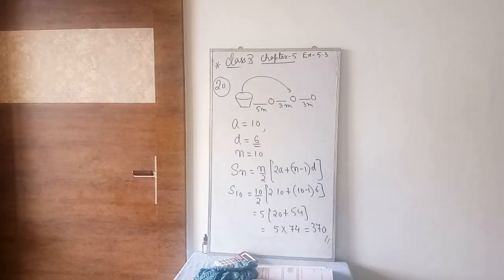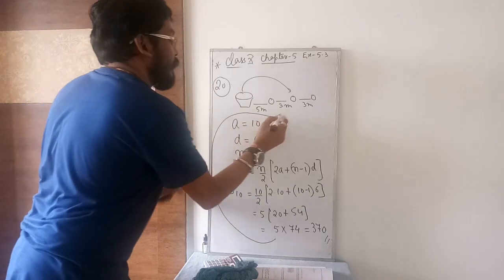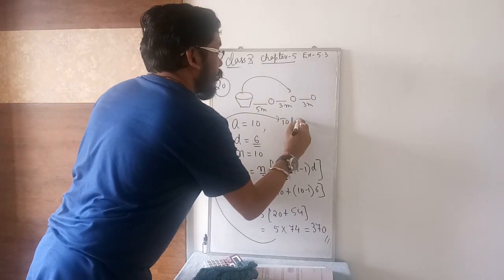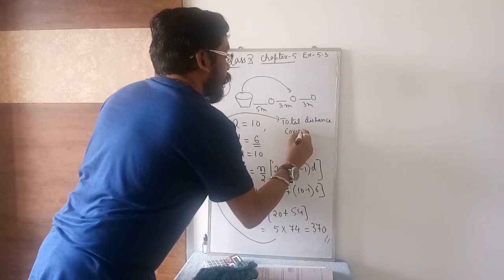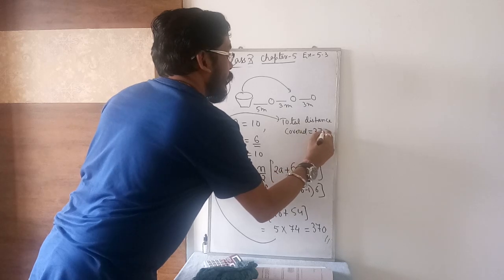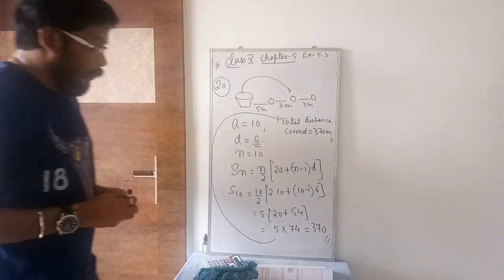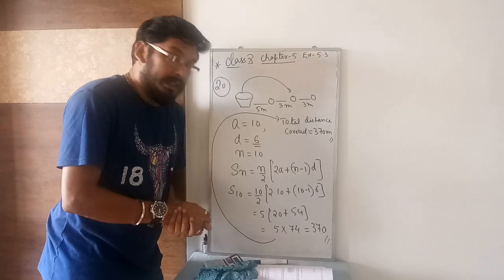Take the screenshot of this. So it is 370. You can write here, the last line, I am adding it here: total distance covered equals 370 meters. Hope it is clear. Still, if you have any doubt, you can easily ask in the comment section.